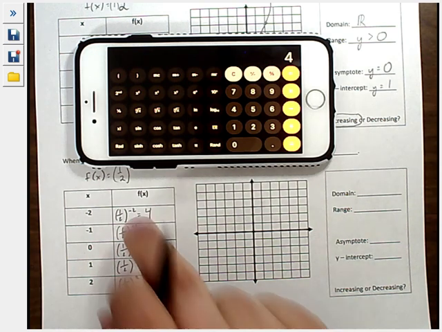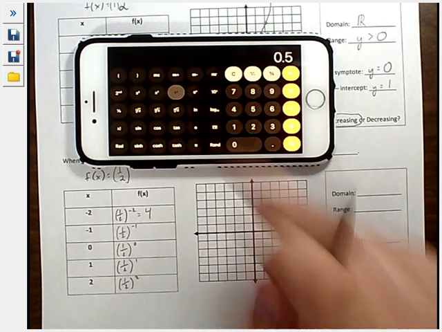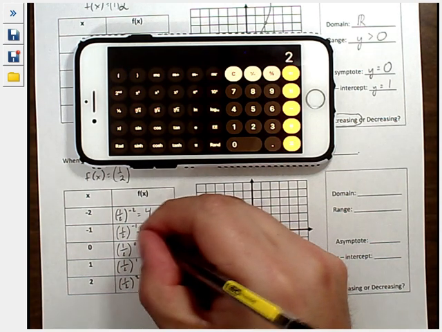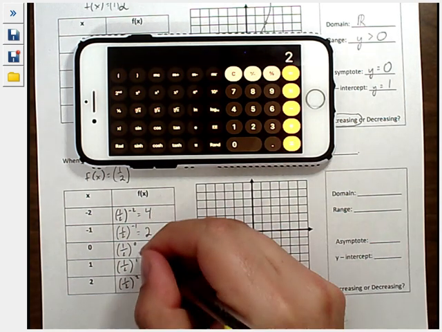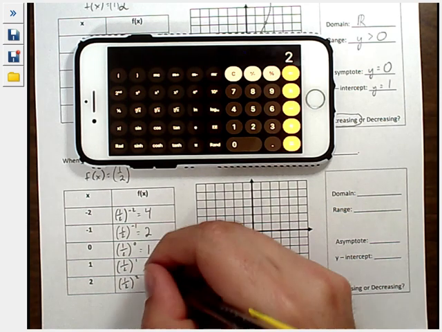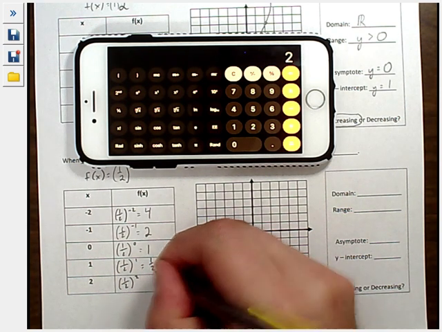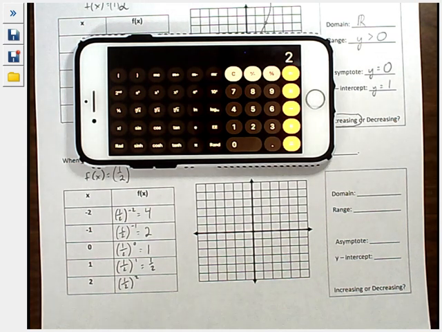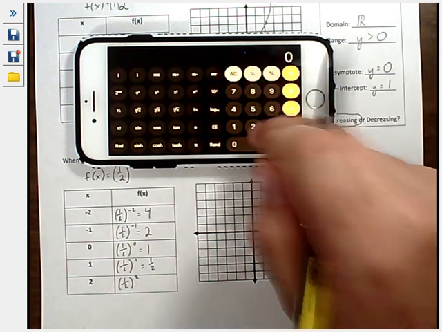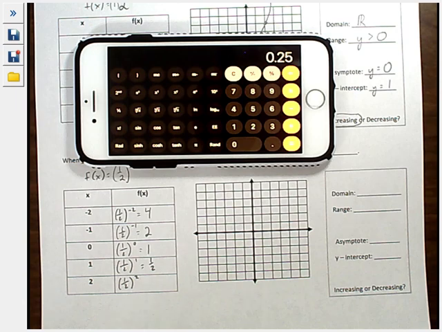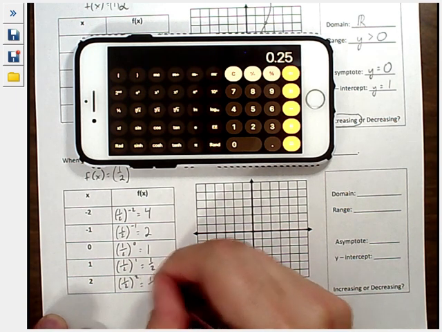Okay, I can take 1/2 and raise it to the -1 power, and I get 2. 1/2 to the 0, anything to the 0, I don't care what it is, this is going to be 1. 1/2 to the first power is just 1/2. And then 1/2 squared. We can do this in our calculator. We can do 0.5 raised to the second power, and we get 0.25, which we also know is 1/4.